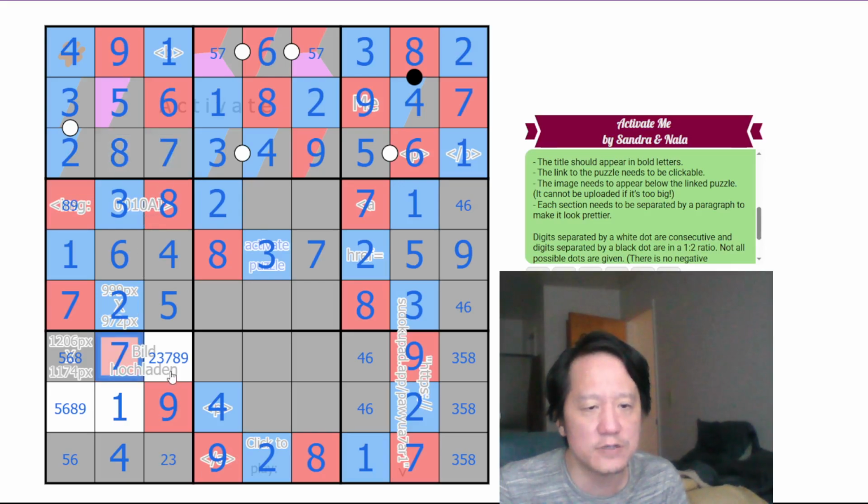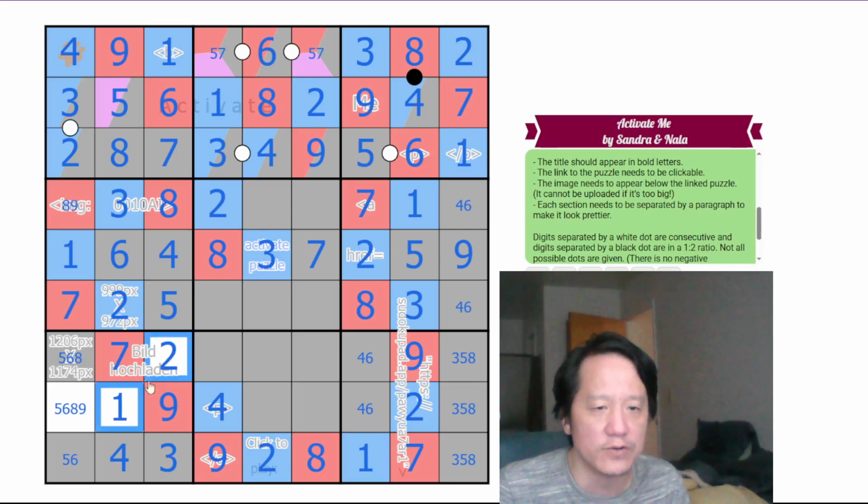8 eliminates 8 here, so it's 7. This can't be 7, 8, or 9. It's 2 or 3 as a pair. 2 eliminates 2 here, so that's 3, which makes that 2. I don't know which ones this path can be. It could be either of these.